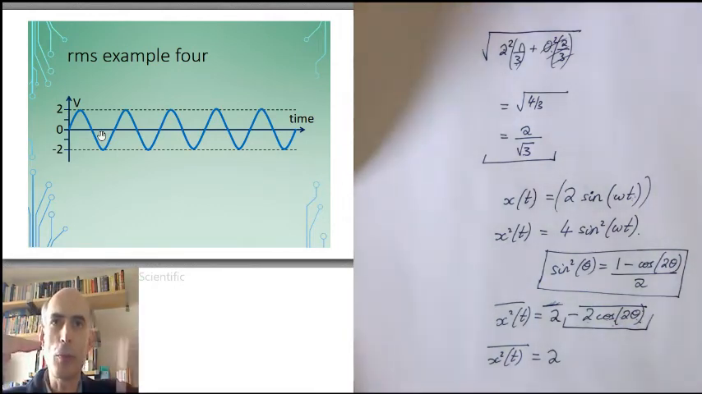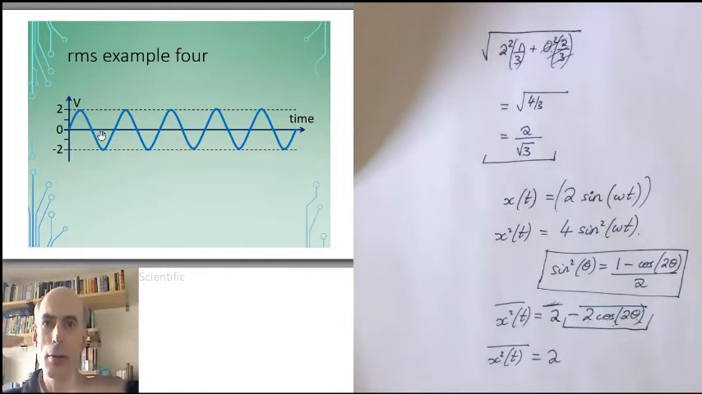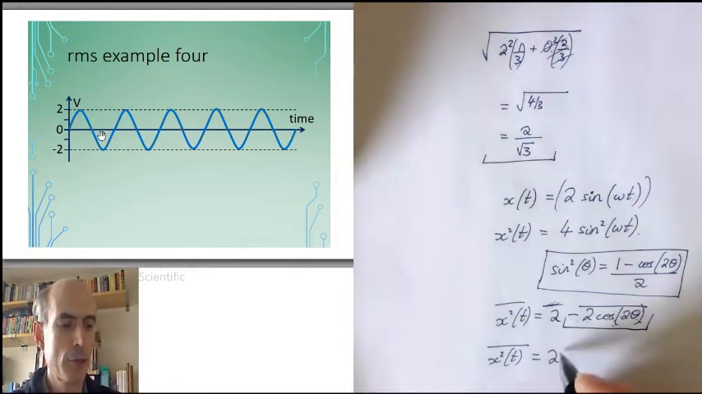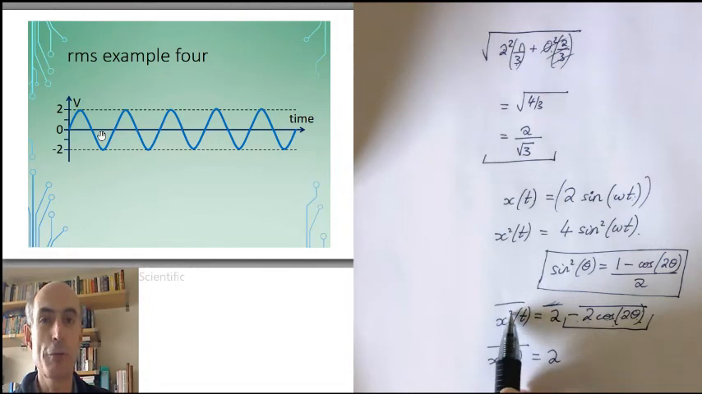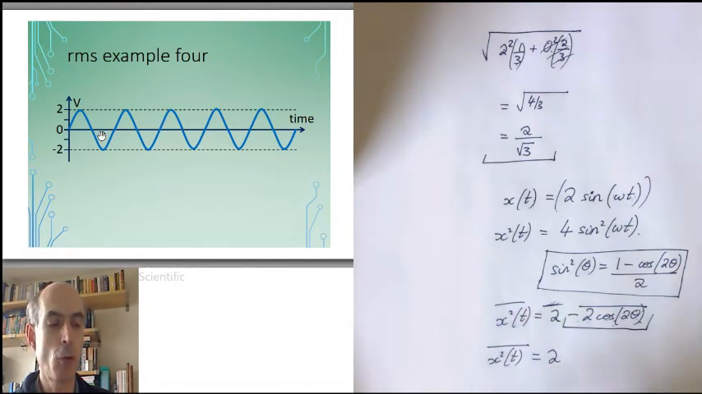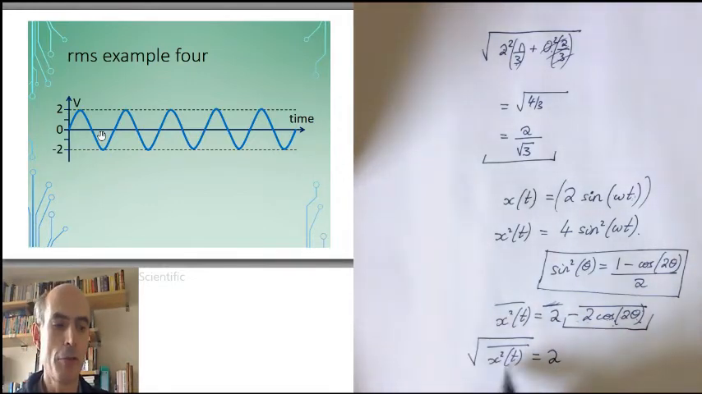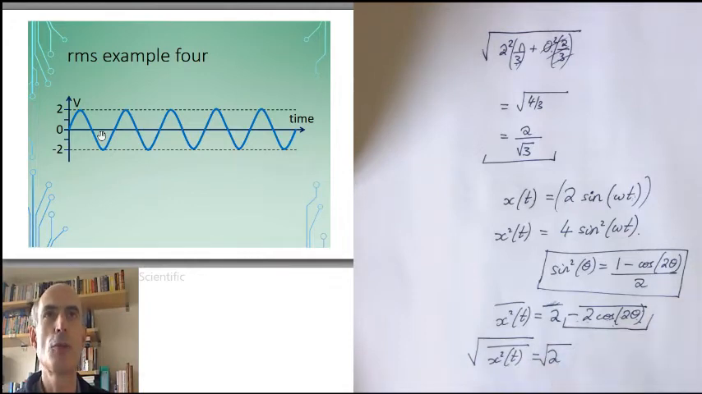It's a cosine wave. It oscillates up and down. It's positive for the same amount of time as it's negative. Its average value is going to be 0. So the answer to this, what is the average value of the square of this waveform? The answer is 2. So the RMS value, which is the square root of the average value of the square of the waveform, is just the square root of 2 in this case.